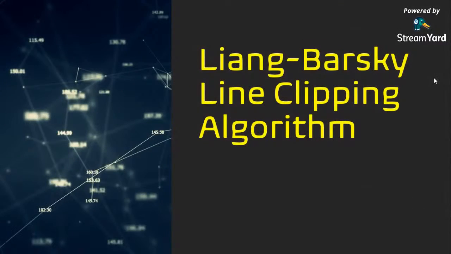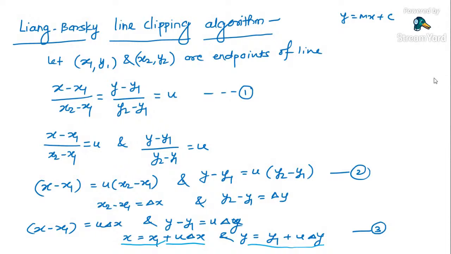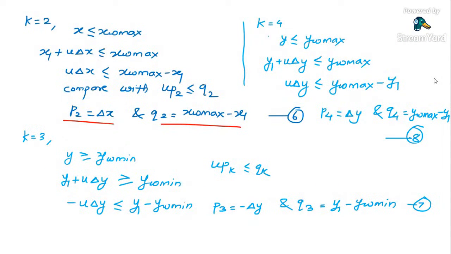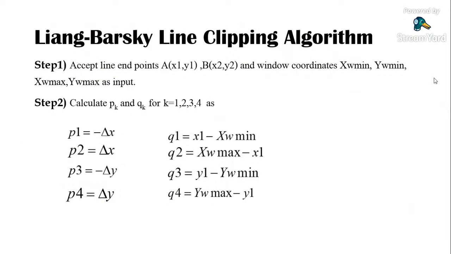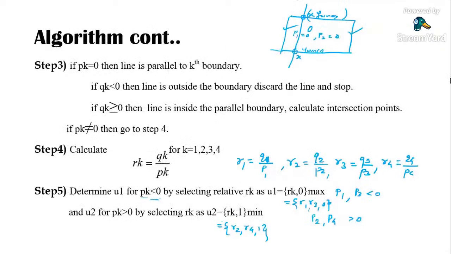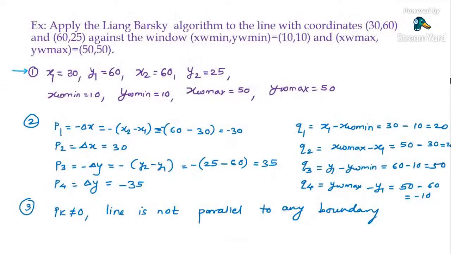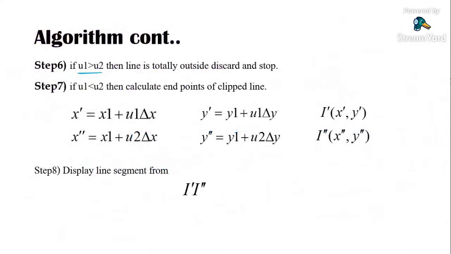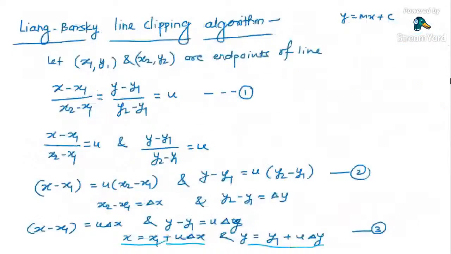We started this algorithm from the derivation, and we calculated the equations. Then we calculated P1, Q1, P2, Q2, P3, Q3, P4, Q4. Then came the algorithm, step 1, step 2, step 3, step 4, like this, and we solved the problem based on it. If you apply the algorithm from step 1 to the last, you will definitely get the answer. So this is all about the Liang Barsky algorithm. In the next session, we will continue with another algorithm.